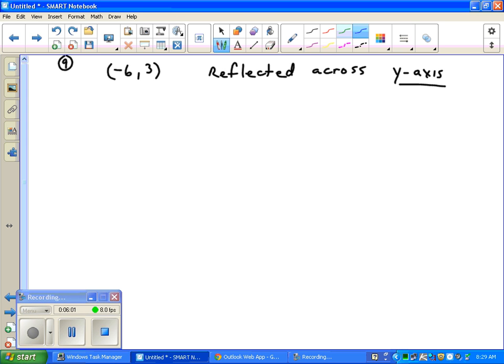Number 9 says it's reflected across the y-axis. So think of it this way. -6, +3 will be right here. If it's reflected across the y-axis, that means it's going to be 6 away this way and +3. So your point will be at 6 here and +3. 6, 3. Reflected. This one's your y-axis.